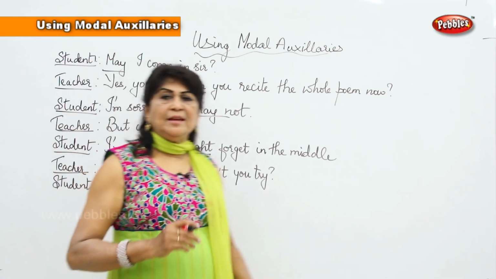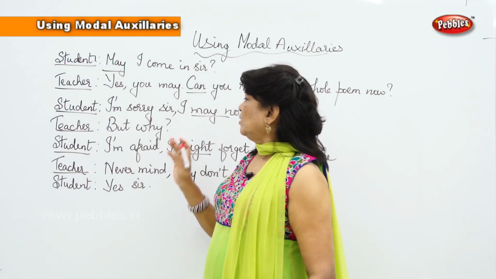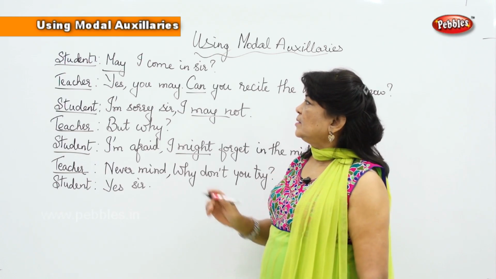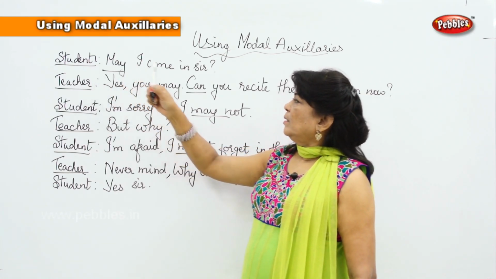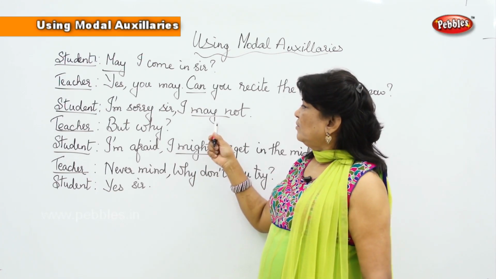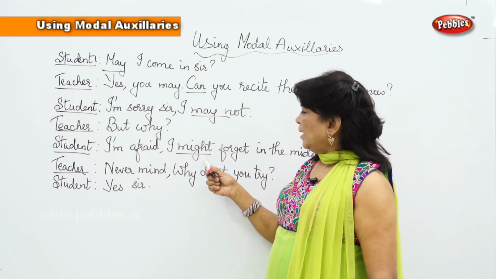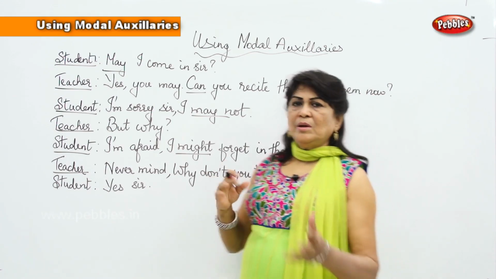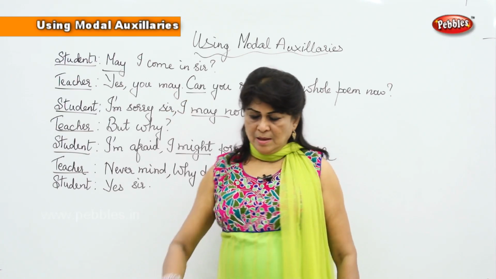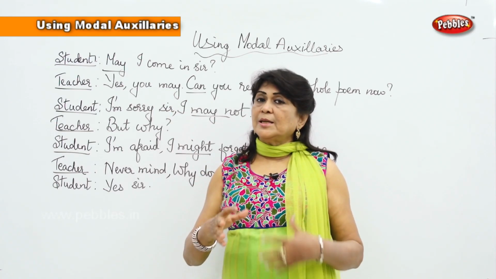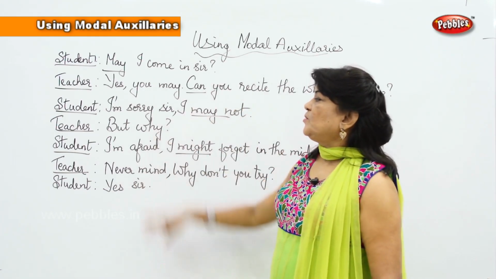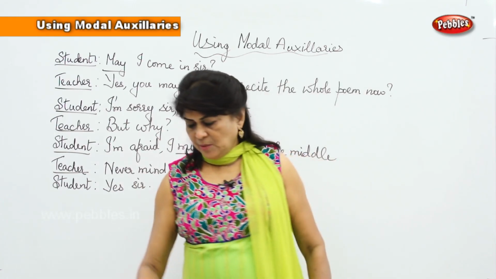Now if you see, we have got a lot of modal auxiliaries. First we have may here, and then we have can, and then we have another may, and here might. So how do we segregate this? Just see under what circumstance we should use which word. I am going to tell you. Now let us read the dialogue first and then we will analyze it.